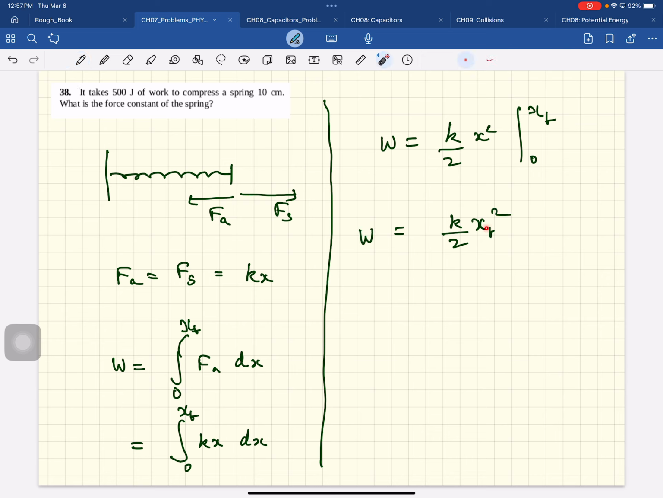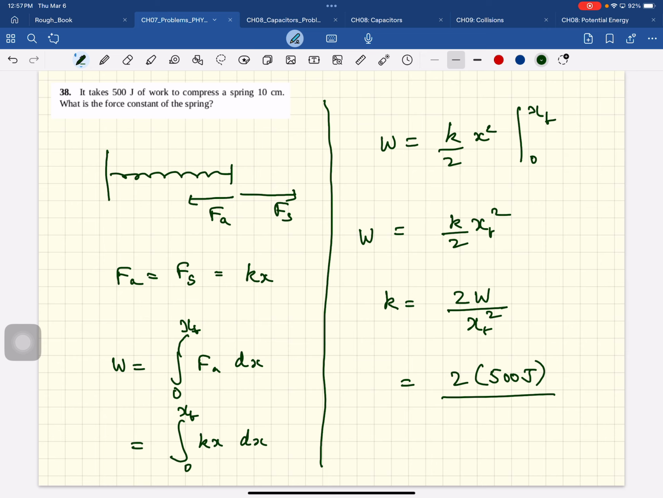Okay, so what this means is x final can be negative or positive. You do the same amount of work whether you stretch the spring or compress the spring. And so the spring constant is twice the work done divided by the compression or stretching you did. And you did 500 joules of work. And how much did you compress the spring?